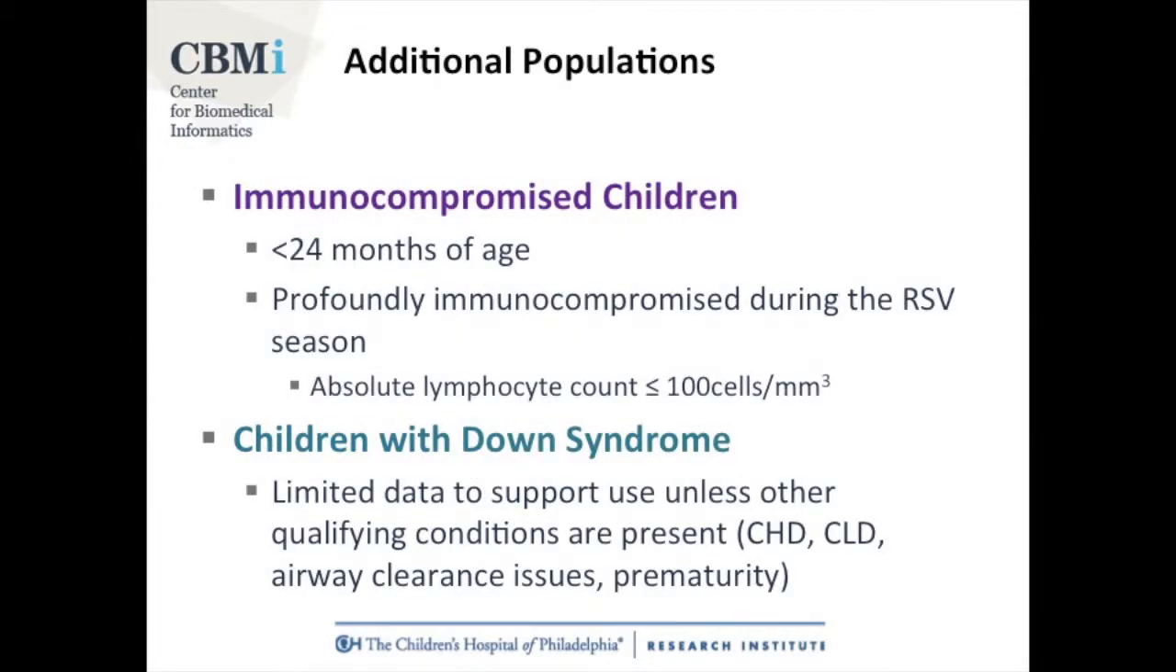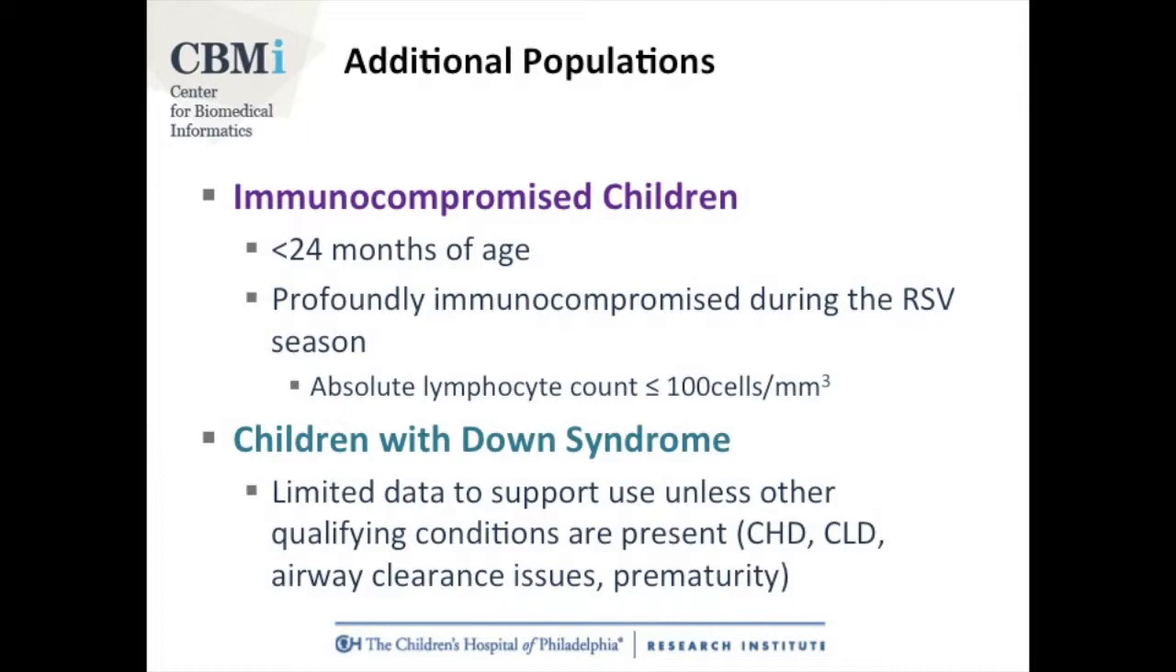In the immunocompromised population, this is another group that was permitted to be eligible up through 24 months of age, even in these updated 2014 guidelines. So specifically focused on profoundly immunocompromised patients during the RSV season. And they were able to give a little bit more clear guidance on this as well, looking at the absolute lymphocyte count of less than 100. Less than or equal to 100, excuse me.